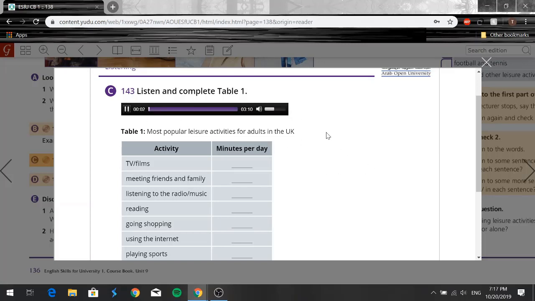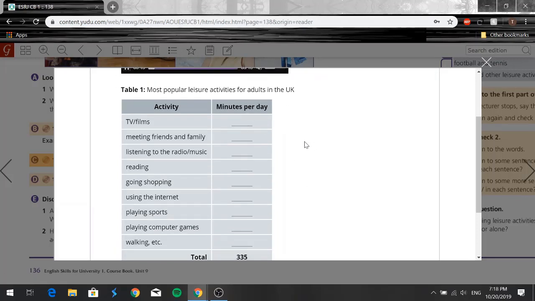143. Exercise C. Listen and complete Table 1. Today's session is about popular leisure activities. We're going to look at the UK and later we will compare with other countries. Why are we looking at leisure activities? Why is it important? It's important for business, of course. But most of all, it's important for our health.